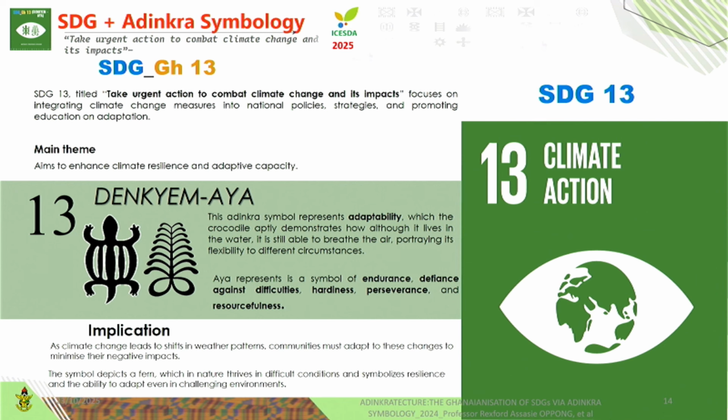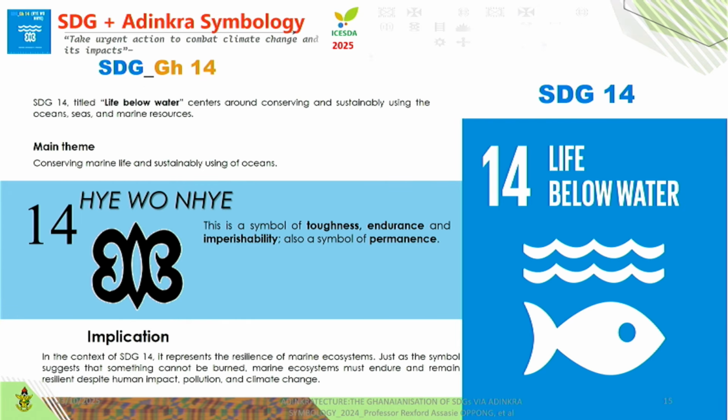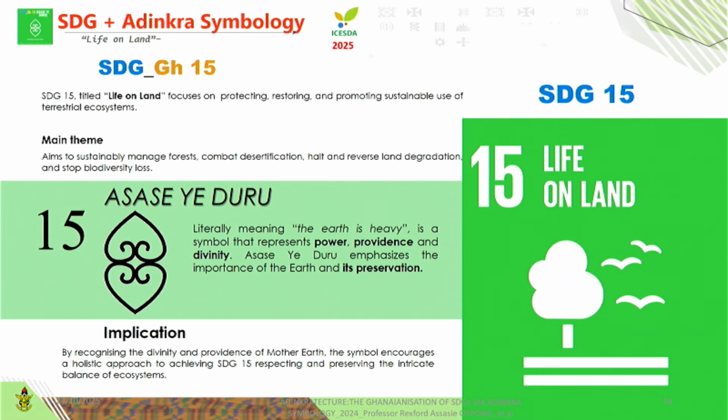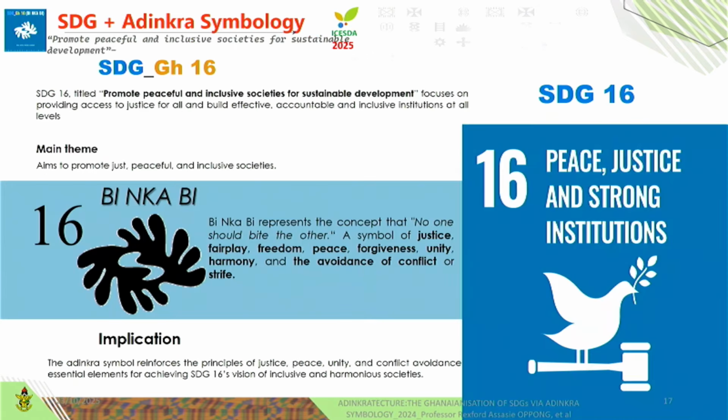And then the Aya is also a very resilient plant that has endurance and can thrive in very difficult conditions. And that is how climate changes. Now we can't control it. It becomes very cold, it becomes very warm. What do we do? Our environments, our buildings need to adapt. And these Adinkra symbols were chosen. Likewise, for SDG 14 symbols were chosen to represent life below water. For SDG 15, we chose this symbol representing life on land.